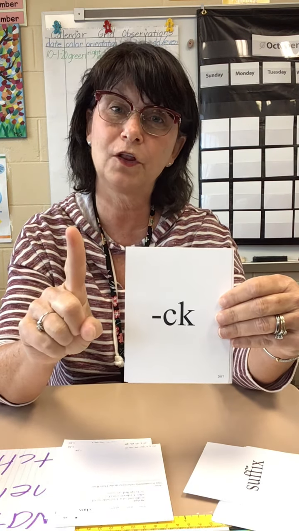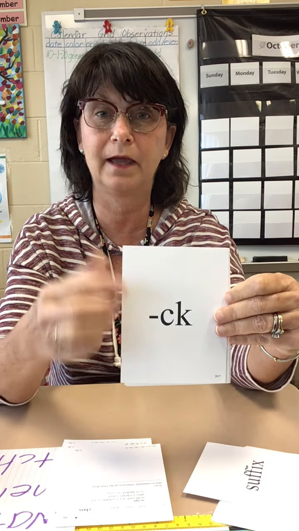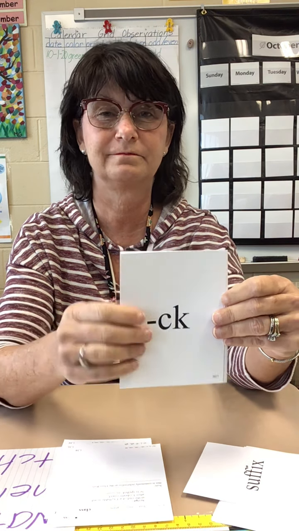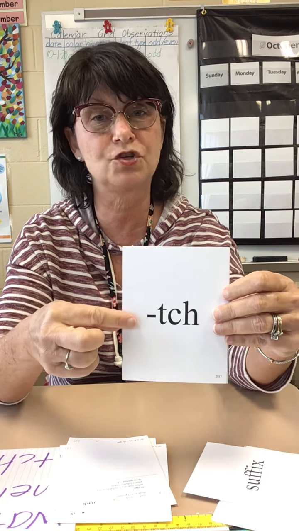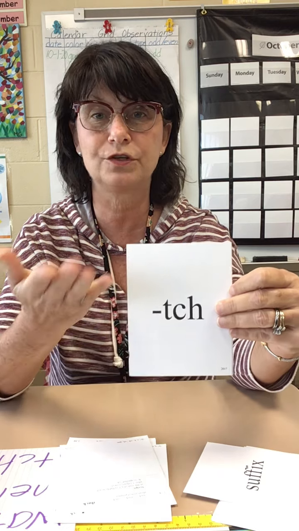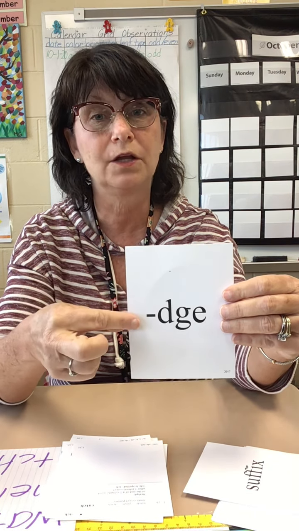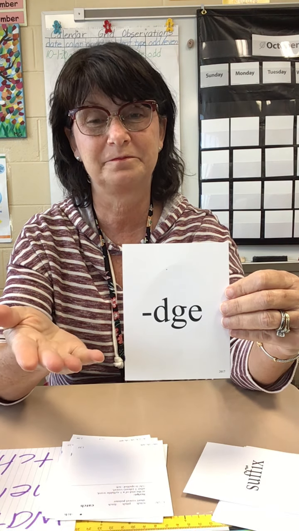At the end of a one-syllable word after one short vowel, k is spelled CK. Ch is spelled TCH. And j is spelled DGE. Very good.